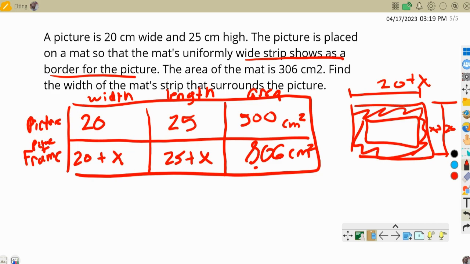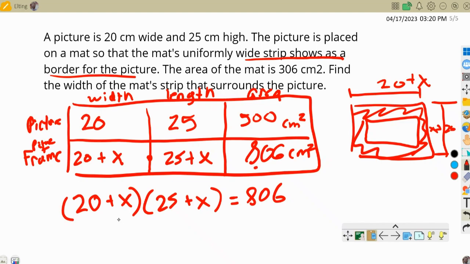And now it asks me to find the width of the mat strip that surrounds the picture. And what I could do is I could certainly guess and check for x. I mean, I could try different combinations, like just guessing maybe it's 6. And then I could say, okay, well, what's 26 times 32 and see if maybe that gives me 806 and just keep kind of trying different values of x. If you want to be fancy, you can recognize that there's a little equation sort of hidden in this, that the width should multiply times the length to give you this area. And you can tell that this is going to be a lot of pain already.